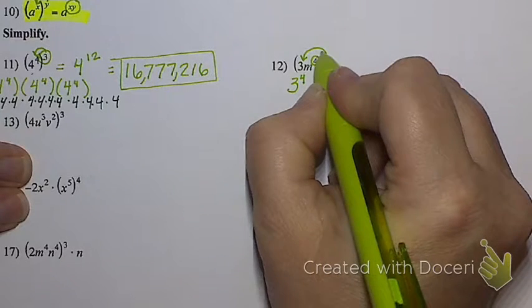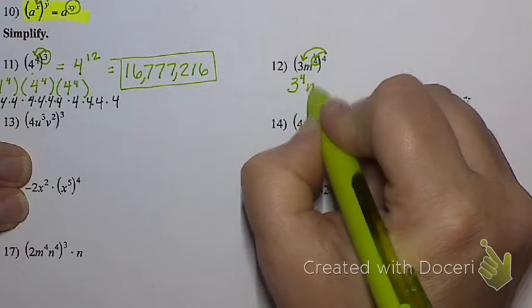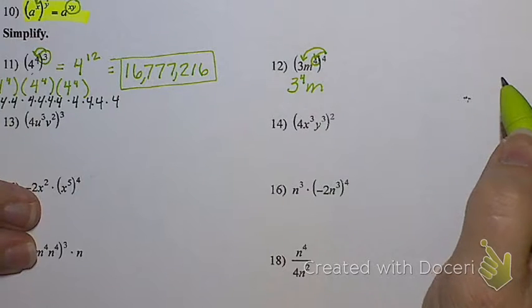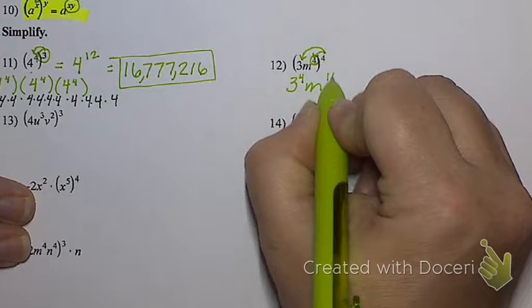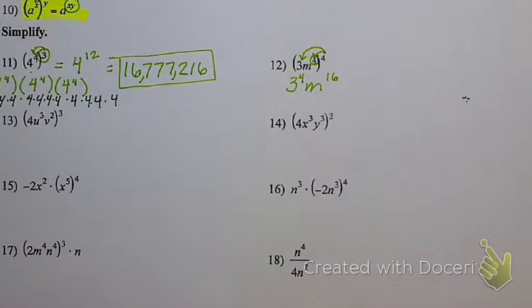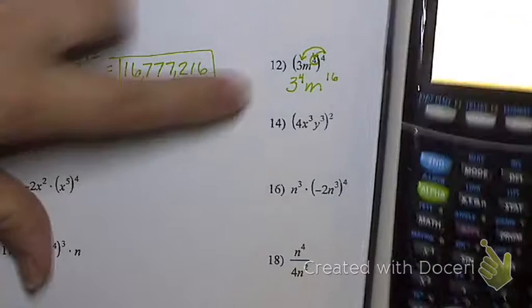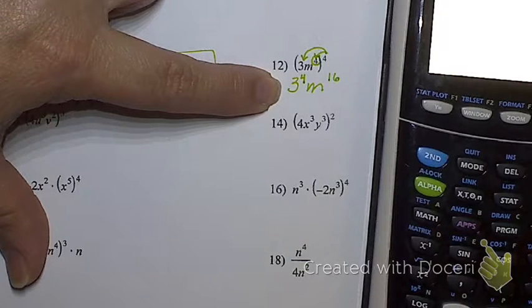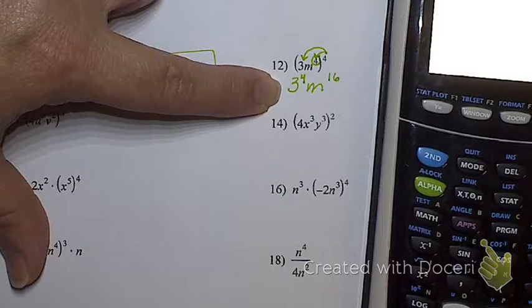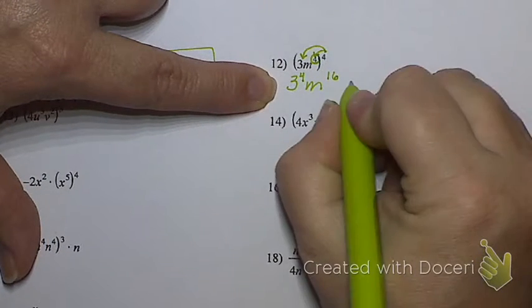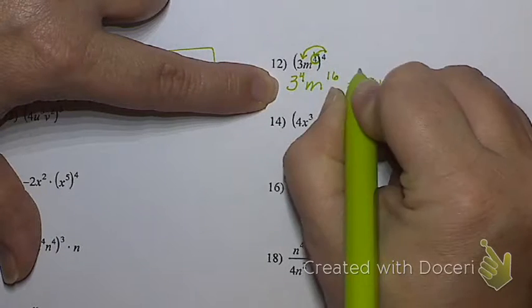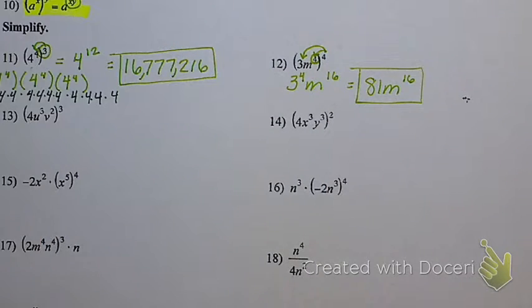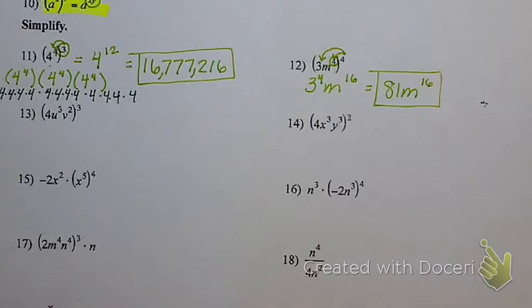But then I also have to distribute to the m, and the way I distribute to the m is I multiply it by the exponent that's already there. So what's 4 times 4? 16. Do you think I should leave my answer that way? What should I do? I should actually calculate what 3 to the 4th is, and that's 81. So I would say that my answer here is 81 m to the 16th. Kind of makes sense? Okay.